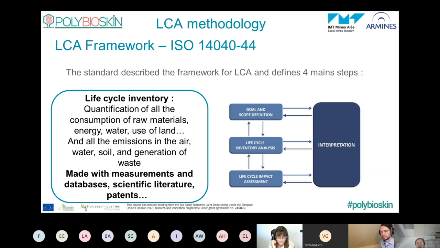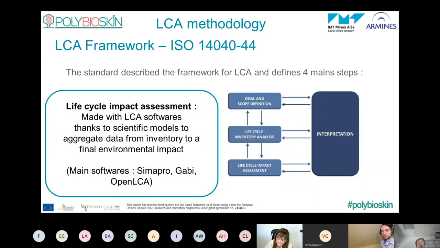the quantification of all the inputs: energy, water, use of land, raw materials, and all the emissions in the air. It will be obtained with measurements. For example, when you have an extrusion machine, you can make some calculations of energy consumption, and also from databases, scientific literature, and also patents.